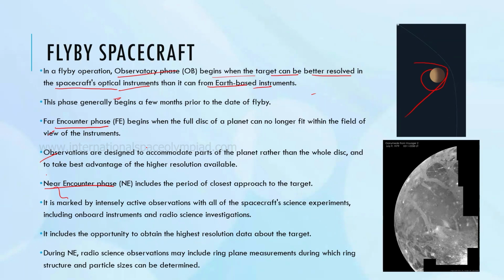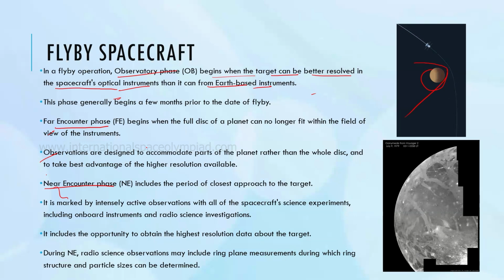So something like that. Okay. So in that moment, when you can no longer see the full disk of the planet, we call it the far encounter. And when it reaches its closest possible distance, that is called the near encounter. And during all this time, the camera and other instruments will be active, measuring maybe the ring systems.